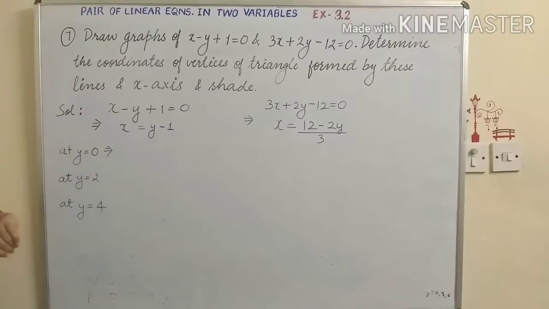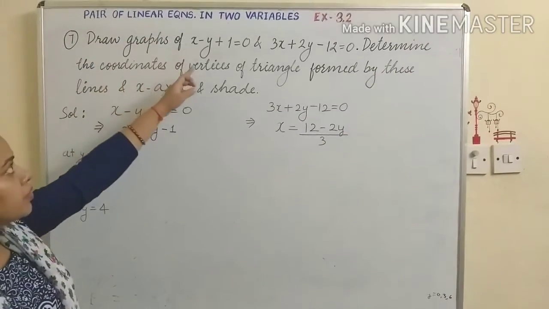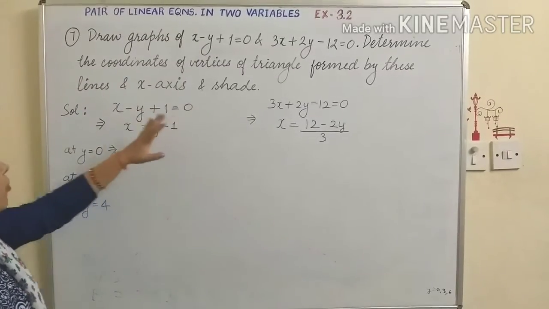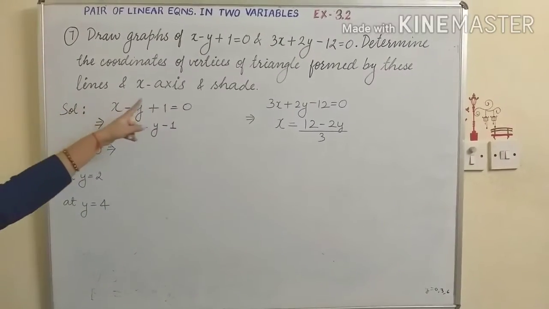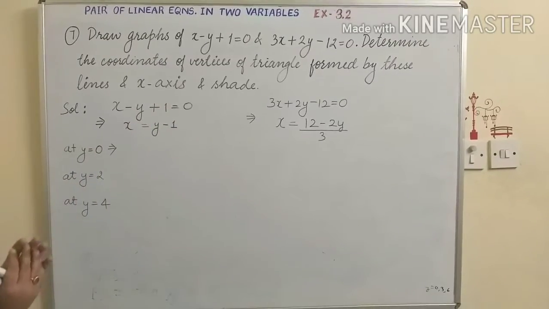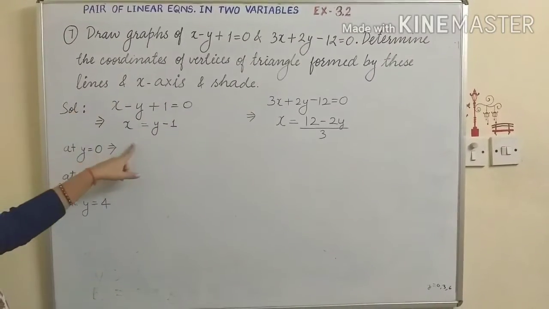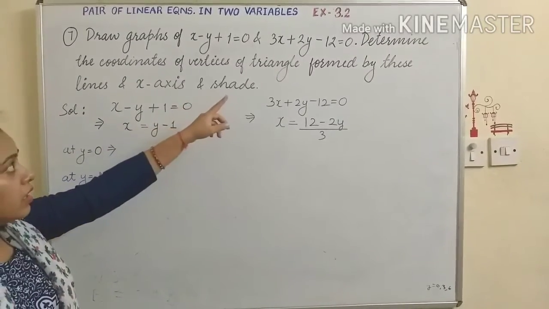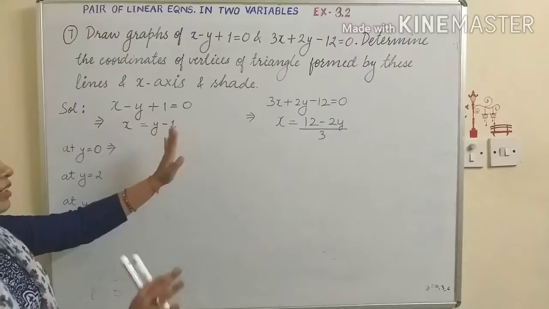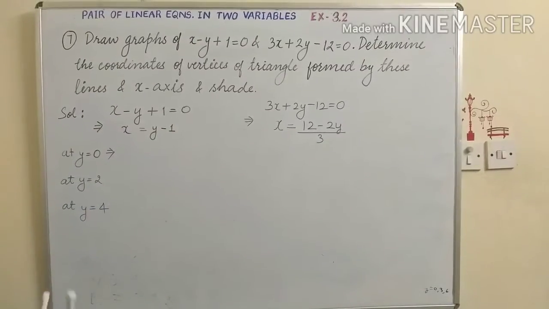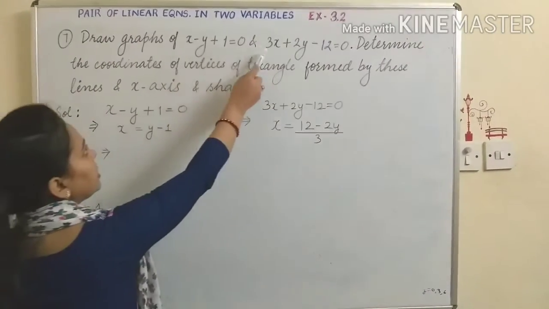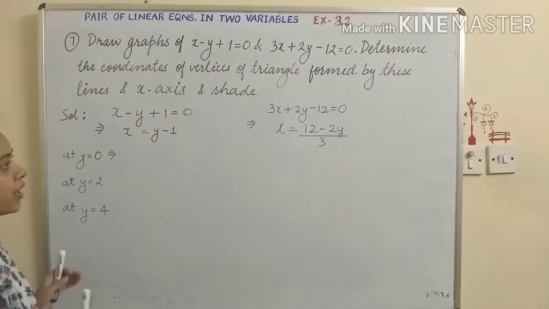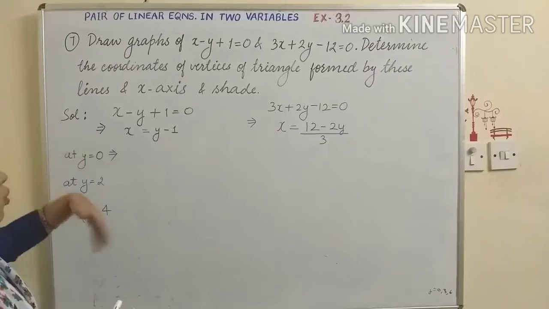Now let us solve question number 7. First we have to draw the graphs of these two equations, and then we have to determine the vertices of the triangle so formed by these lines and the x-axis, and shade it. It is obvious according to the question that when we draw the graph of these two lines, it will be in the form of a triangle. And in a triangle, 3 lines are required. So out of those 3, 2 will be these equations and the third will be the x-axis, and then we have to shade that triangle.